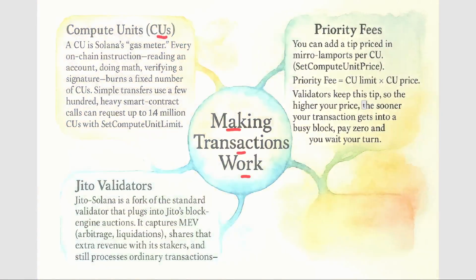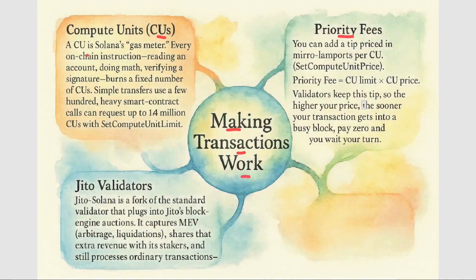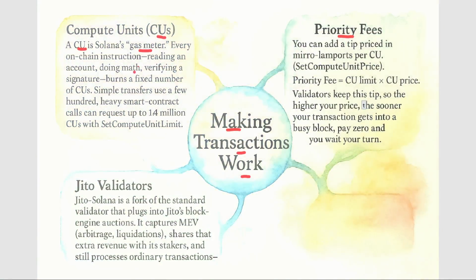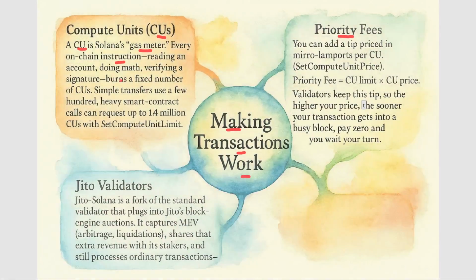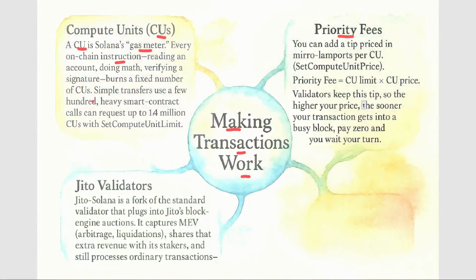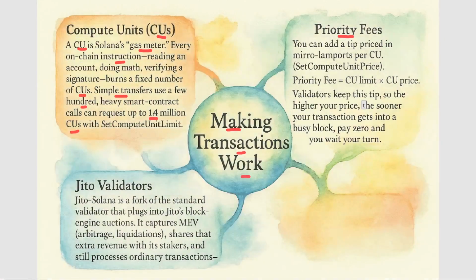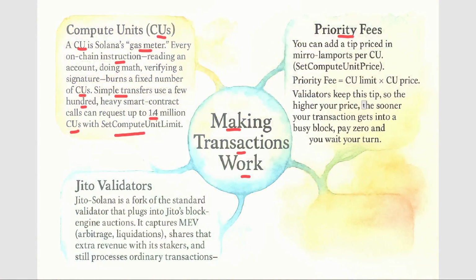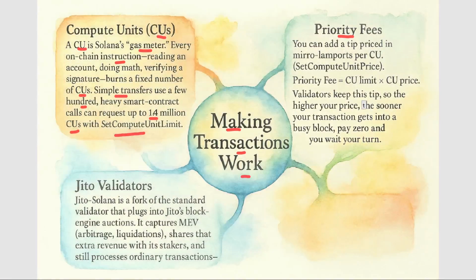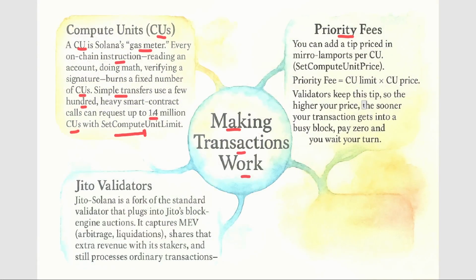You will need compute units and priority fees. The idea is that a compute unit is a gas meter. Every on-chain instruction, reading an account, doing math, verifying a signature, burns a fixed number of compute units. Simple transfers use a few hundred. Heavy smart contract calls can use up to 1.4 million compute units. So you can set compute units, you can run a simulation, or you can first run the transaction on DevNet and get the approximate compute units for each instruction.